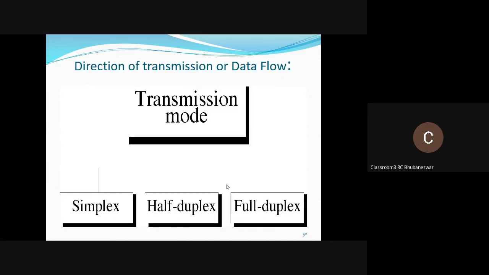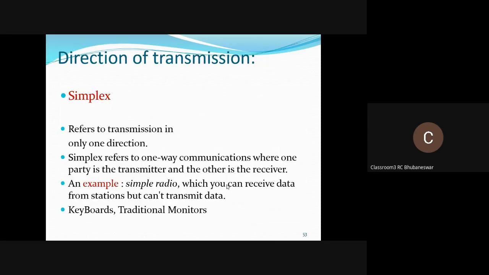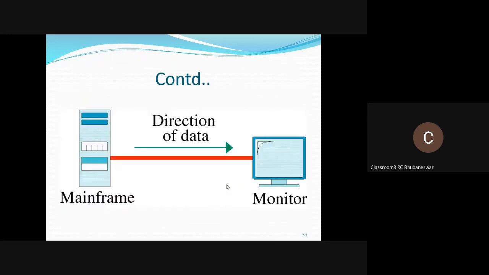Well, you already have the idea regarding simplex, half duplex, full duplex. What will be in simplex? One-sided. Radio, TV. From the radio they are transmitting the signal, and I am receiving it here. In the TV, transmitting is from the TV station, and I am receiving it here. This is simplex. Only in one direction.